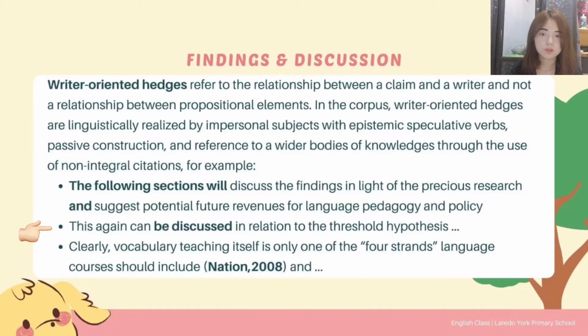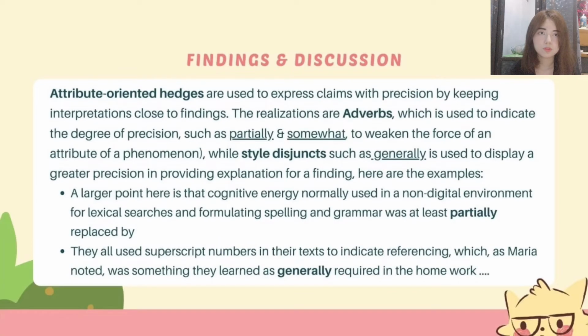And third, we have the reference with non-integral citations. Clearly, vocabulary teaching itself is only one of the 4 strands language courses should include. We can see the citation in here, Nation 2008. So here is the use of writer-oriented hedges.